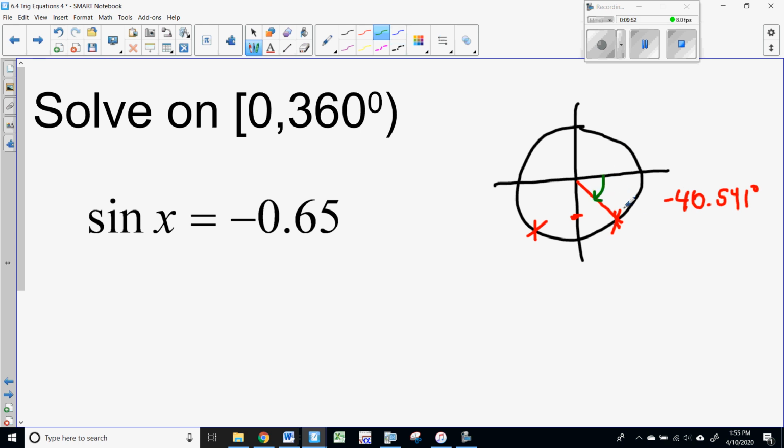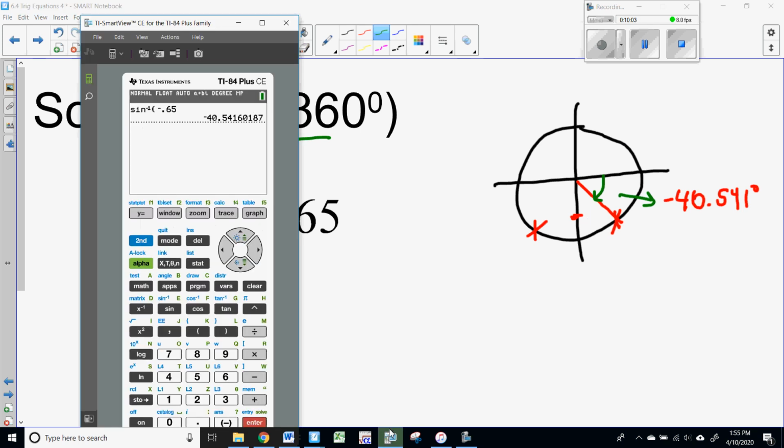But that's not 0 to 360, so I've got to be a little creative here. For my first answer, I'm going to have to take 360 plus that, since it's already negative. So that gives me 319.458.